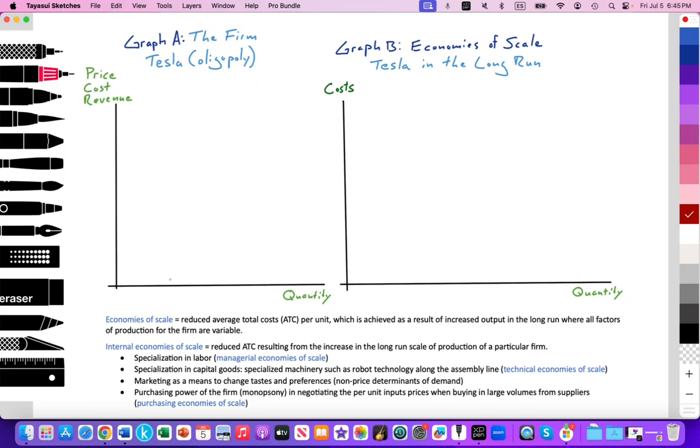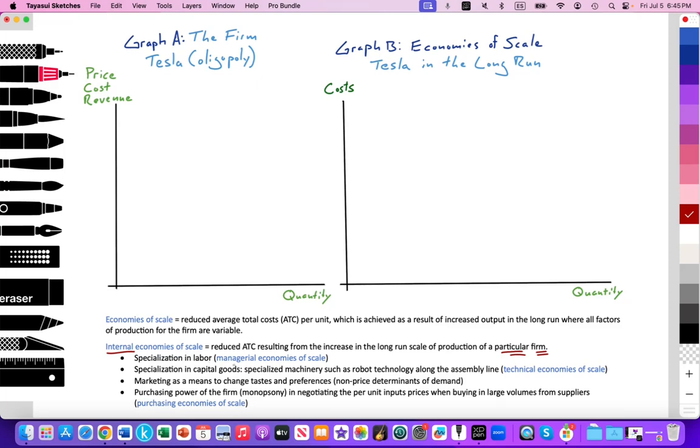And this is internal economies of scale because it's Tesla itself as an individual firm achieving scale. It's reduced average total cost resulting from the increase in the long run scale of production of a particular firm. So that's what we mean by internal, a particular firm. And that's achieved through specialization in labor.